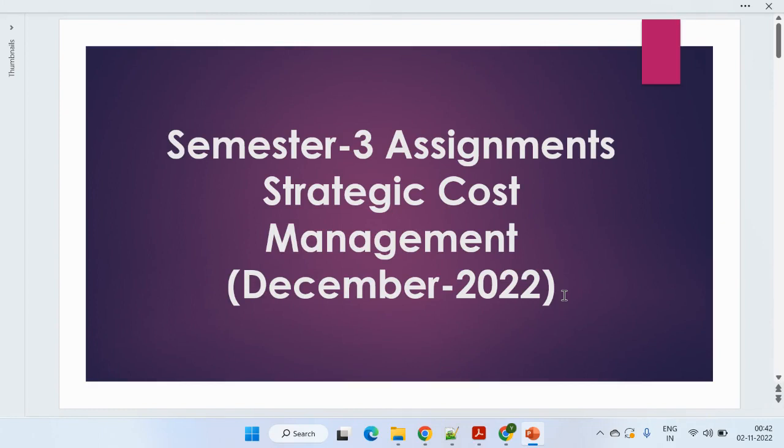This is applicable for the December 2022 cycle, which is a regular cycle. All the students enrolled in the months of July, August, and September of 2021 are able to view these assignments on your portal. The assignments cover 30% of the marks.